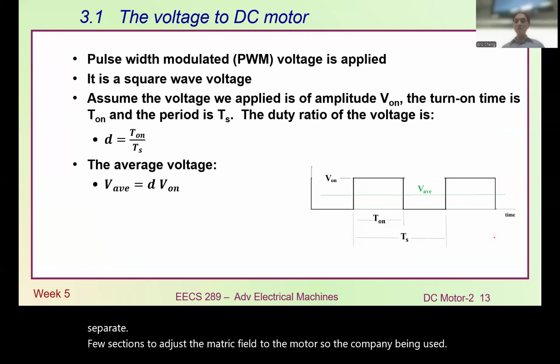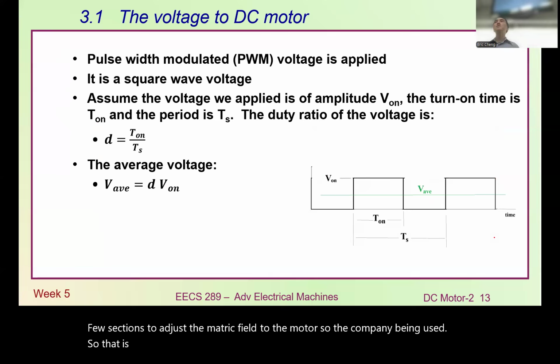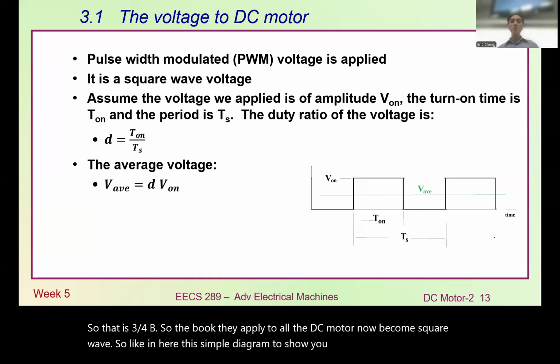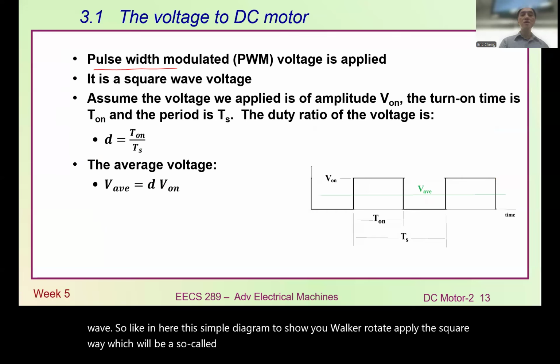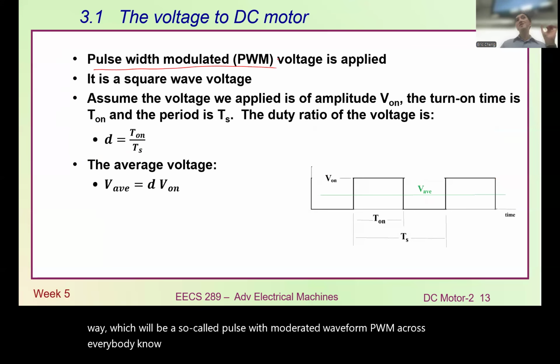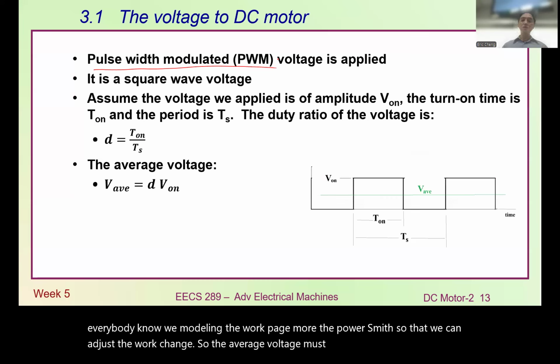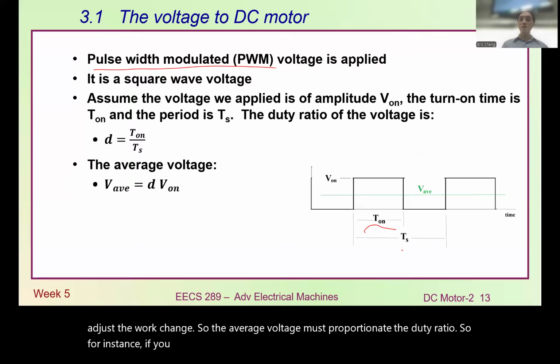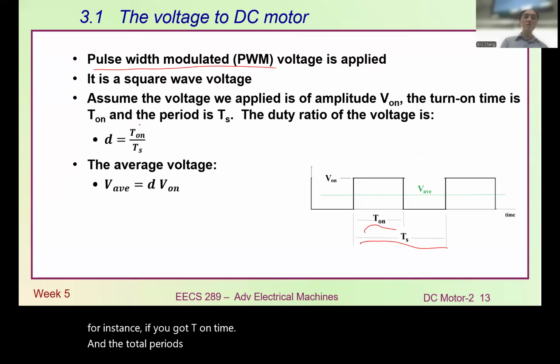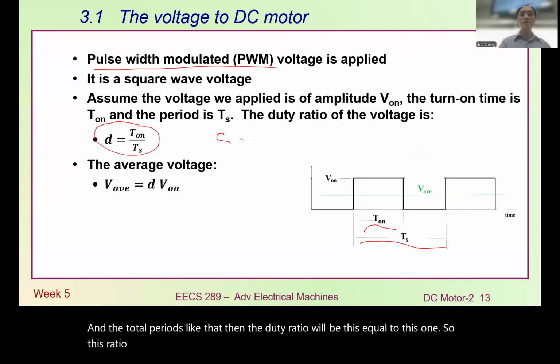That is straightforward. So the voltage applied to the DC motor now becomes a square wave. Like in here, this simple diagram shows you what kind of voltage is applied, which is a so-called pulse width modulated waveform. PWM, of course, everybody knows, we modulate the voltage: the more the pulse width, the more we can adjust the voltage. So the average voltage must be proportional to the duty ratio. For instance, if we have T on time, and the total period is like that, then the duty ratio will be this equal to this one. So this ratio will be obviously D from 0 to 1, right?